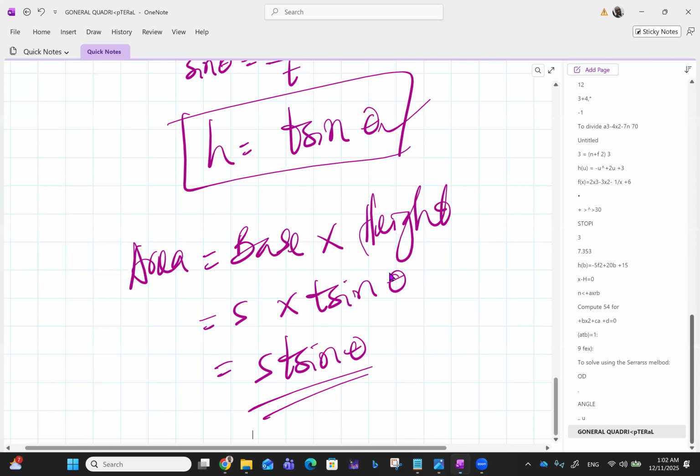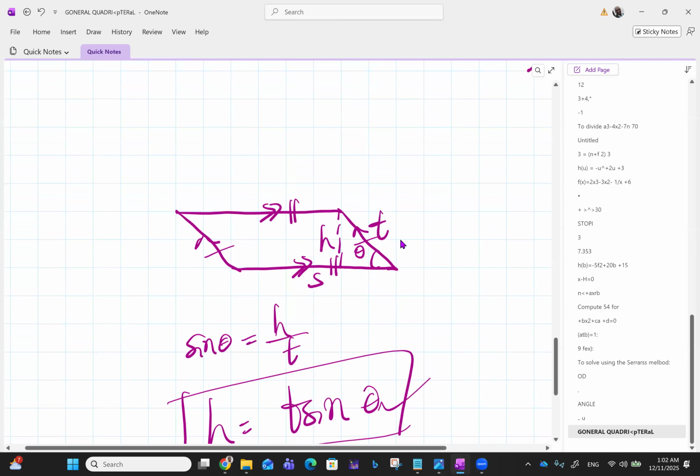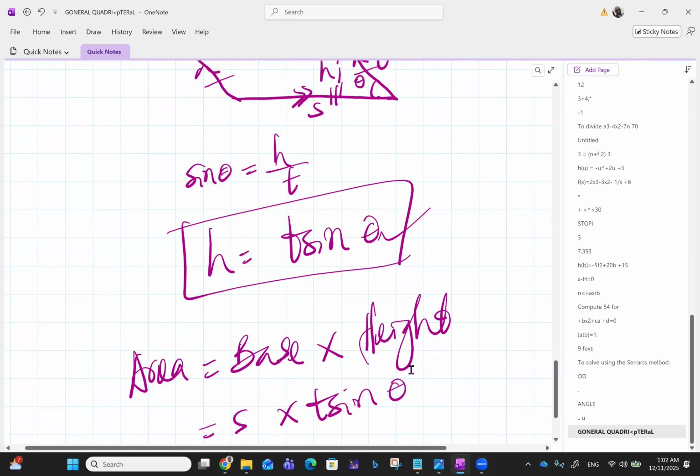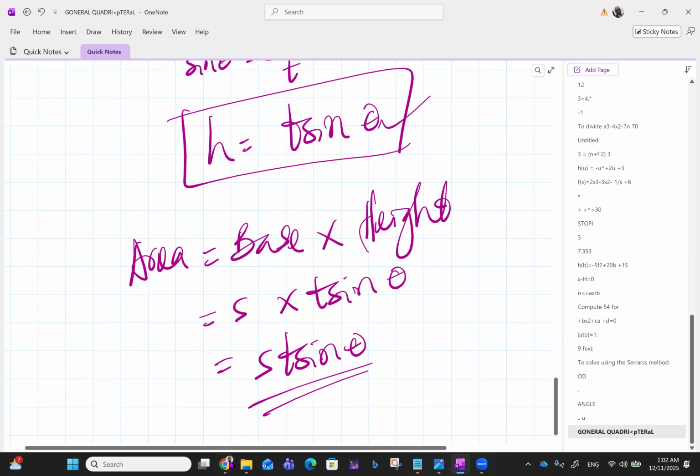So sometimes you have the included angle between the two sides, and then you can use that to compute the height, and then you multiply the height by the base, and you get your result easily.